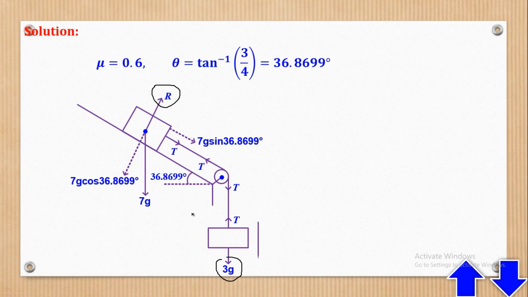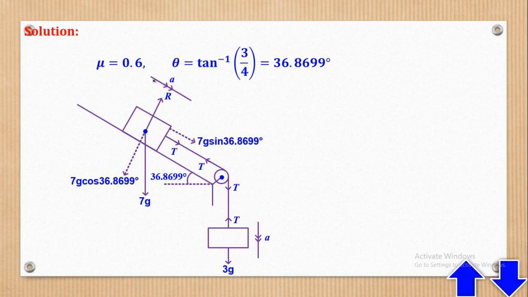Then they told us that the particle moves downwards, so the direction of motion will be represented by acceleration. This one goes vertically downwards, and this one moves down the plane. So they both have the same acceleration.